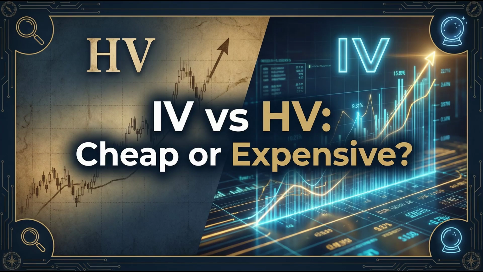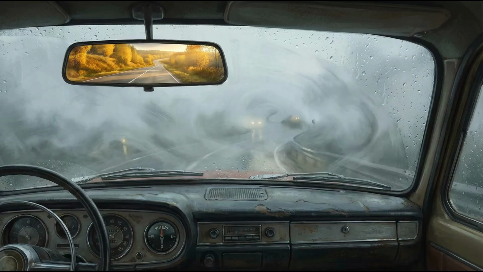In this video, we define the critical relationship between implied and historical volatility. To understand option pricing, we must distinguish between the rearview mirror and the windshield. Historical volatility, or HV, measures the annualized standard deviation of past price movements.